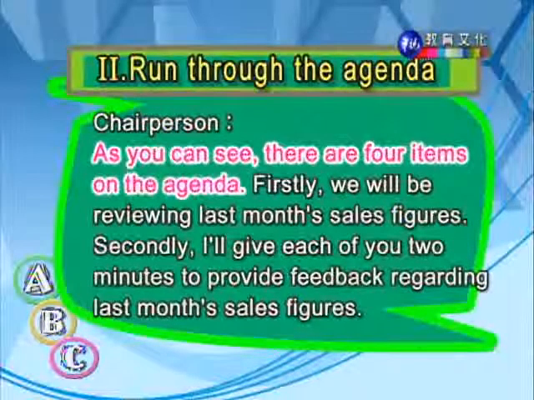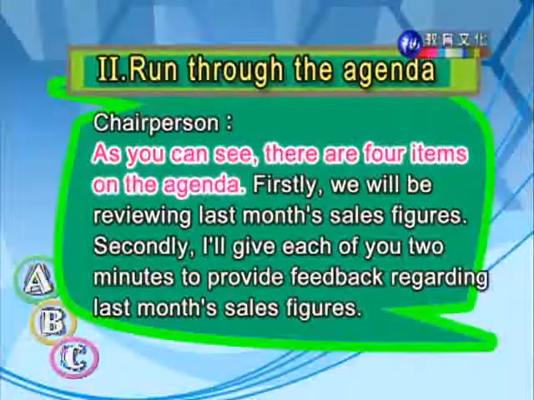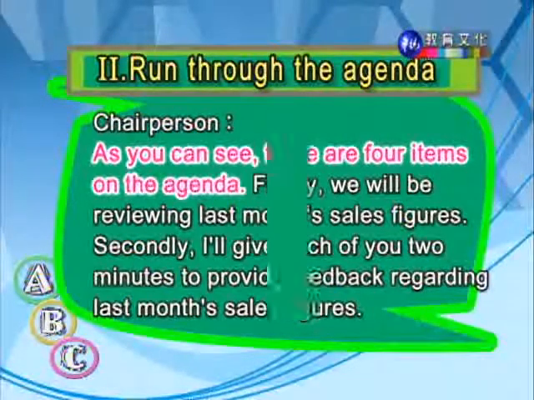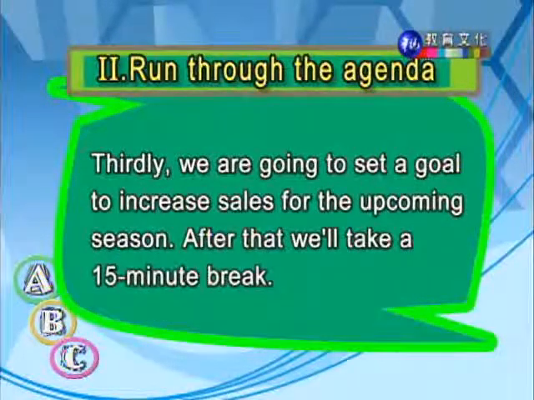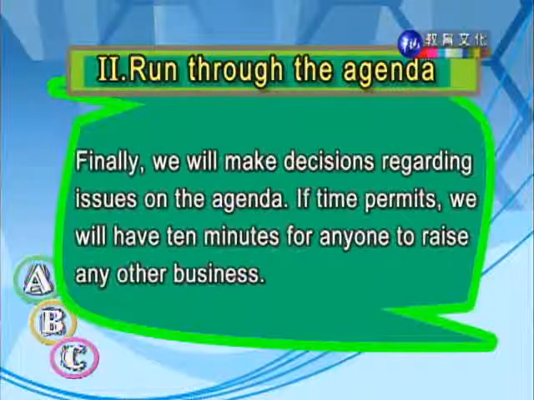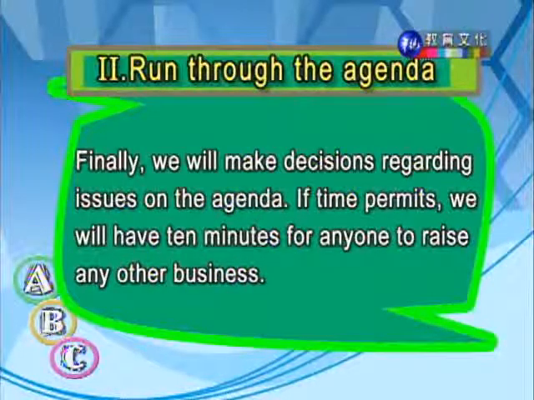Okay, a chairperson, when they're about to run through the agenda, they may say, as you can see, there are 4 items on the agenda. Firstly, we will be reviewing last month's sales figures. Secondly, I'll give each of you 2 minutes to provide feedback regarding last month's sales figures. Thirdly, we're going to set a goal to increase sales for the upcoming season. After that, we'll take a 15-minute break. Finally, we will make decisions regarding issues on the agenda. If time permits, we will have 10 minutes for anyone to raise any other business.